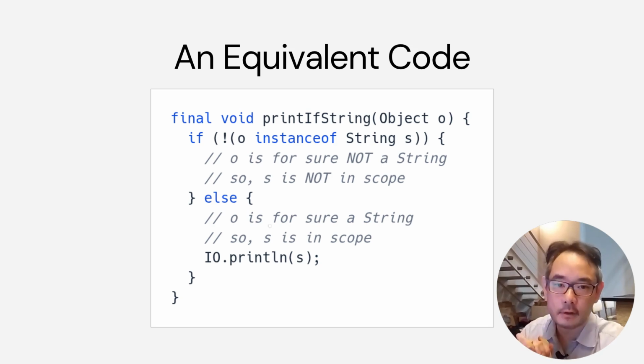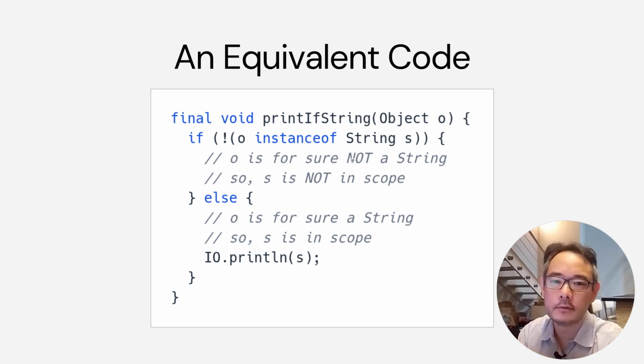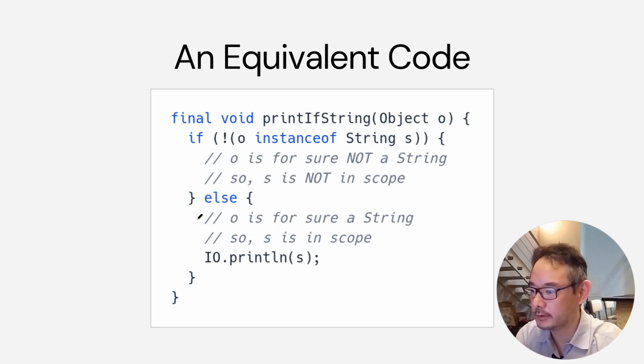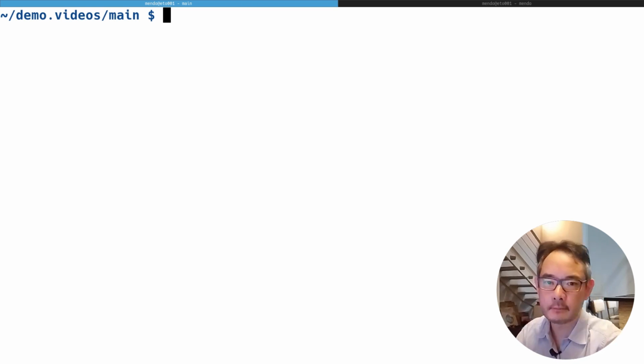That's what's called flow scoping, because the scope of these variable, it depends on the flow of the code execution. It depends on where the code execution ends up being in. So as a final example, let's run some code.